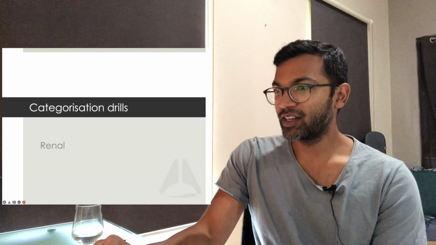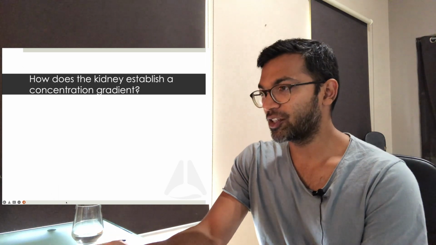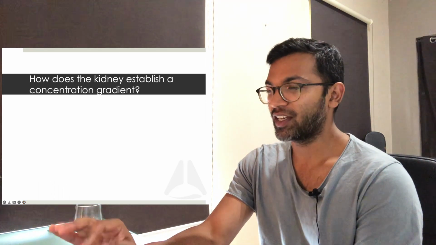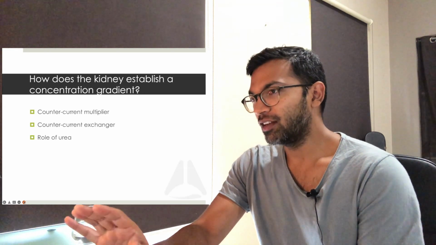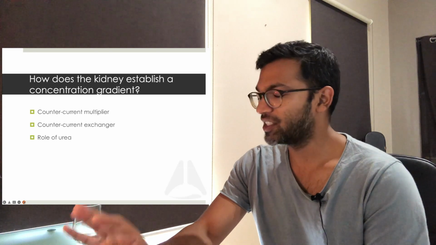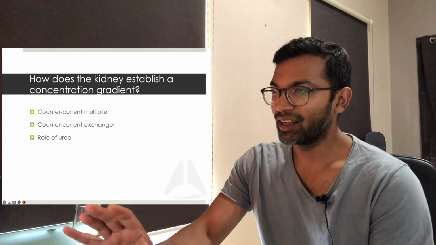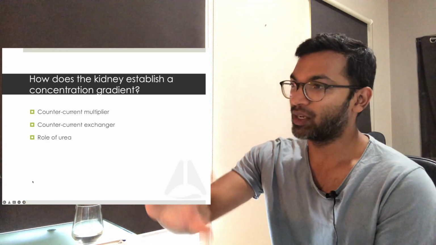And then moving on to categorization drills for renal. How does the kidney establish a concentration gradient? Now, there might be a few different methods of answering this, which is completely fine. Feel free to use mine. I found reading Vander's, as bad as renal physiology was to read, helped as much as possible. And this is what I chose to do.